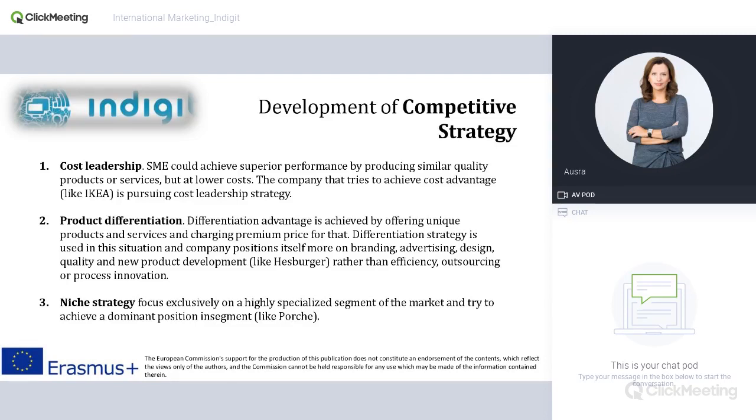The second one is product differentiation. Differentiation advantage is achieved by offering unique products and services and charging a premium price for that. In this strategy, the company positions itself more on branding, advertising, design, quality, and new product development, like Hesburger, rather than efficiency, outsourcing, or process innovation. And the niche strategy focuses exclusively on a highly specialized segment of the market and tries to achieve a dominant position in the segment, like Porsche.